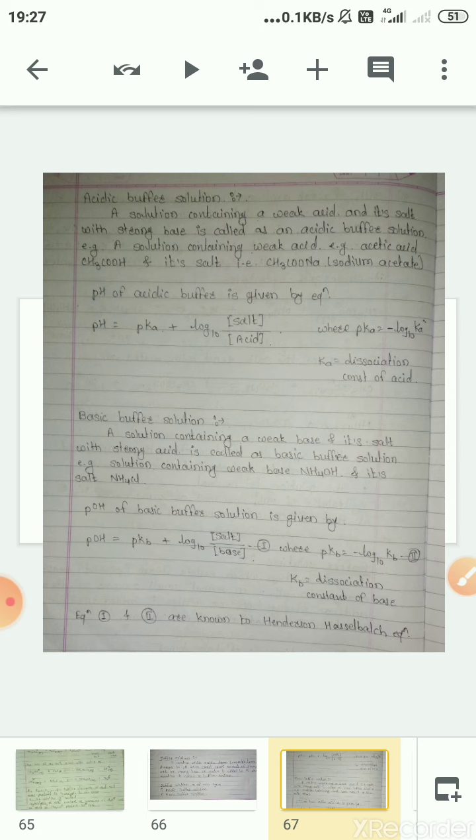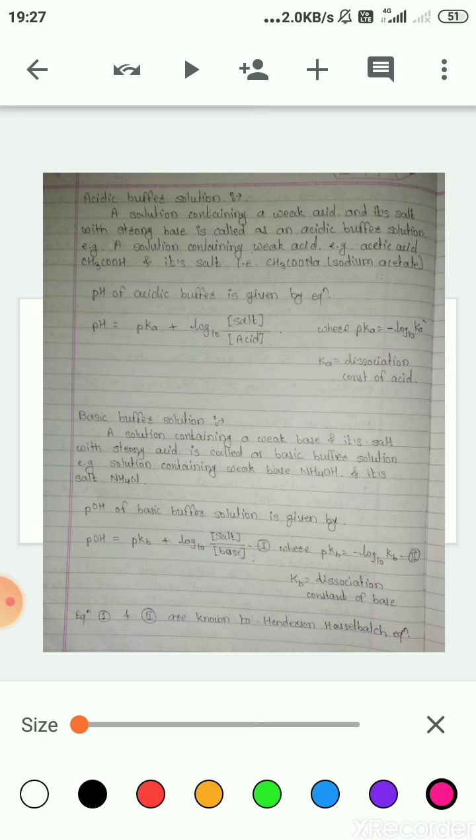Okay, in the same way we have to write for the basic buffer solution. Now, a basic buffer solution contains a weak base and its salt. As it is a salt with a strong acid, it is called a basic buffer solution. Simply, what we have to remember is that a solution containing a weak base and its salt with a strong acid is called a basic buffer solution.